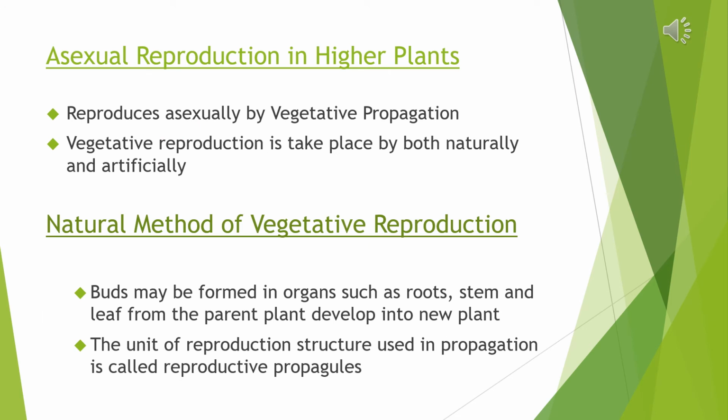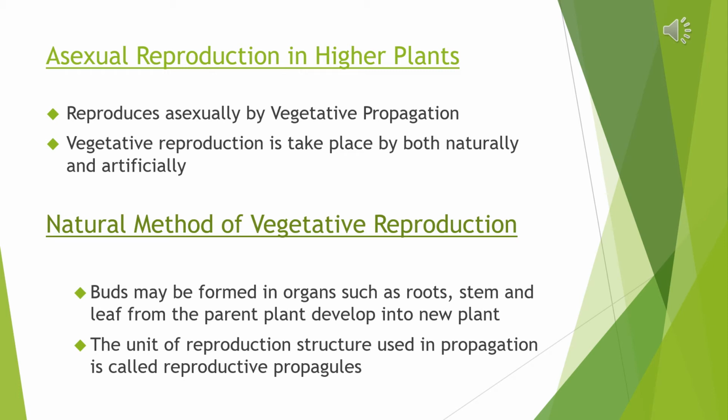Asexual reproduction in higher plants. Higher plants reproduce asexually by vegetative propagation. Vegetative reproduction. What are the vegetative parts of the plant? The vegetative parts of the plants are root, stem and leaves. If these parts of the plant are involved in the reproduction of new plants, it is called vegetative reproduction. Vegetative reproduction takes place both naturally and artificially.